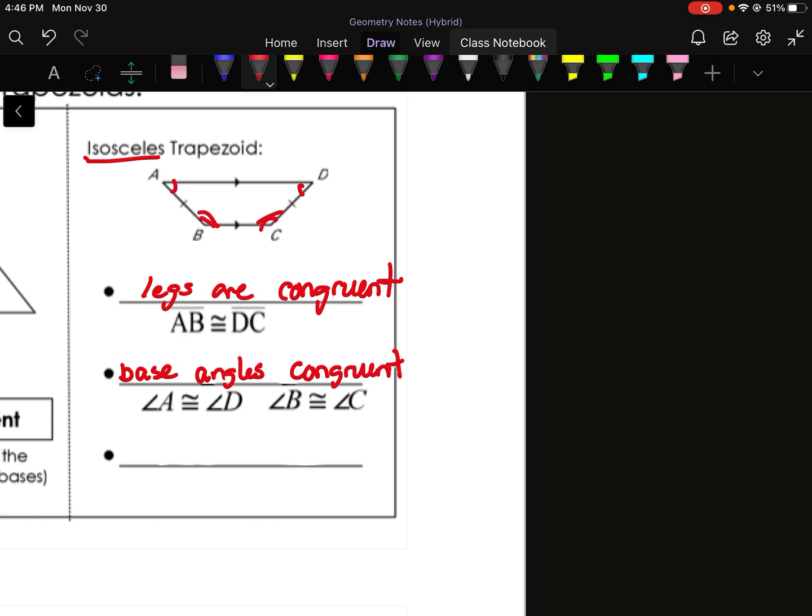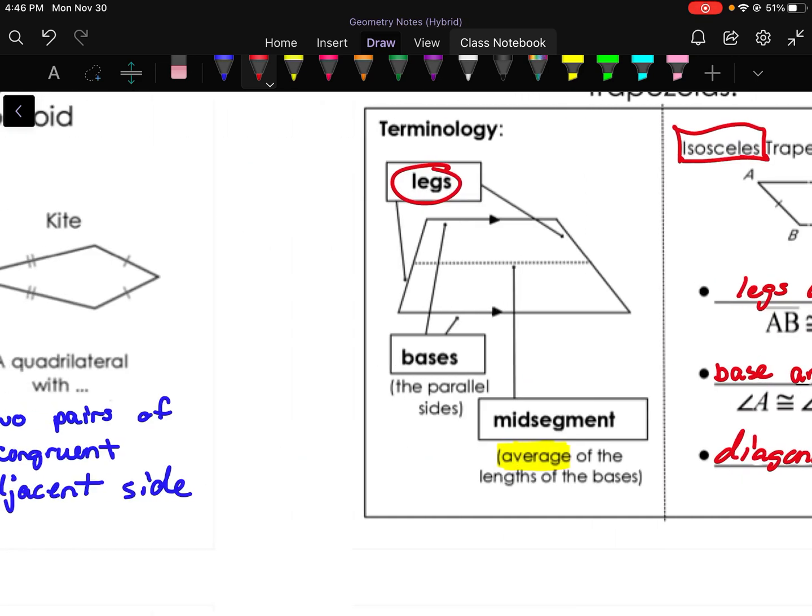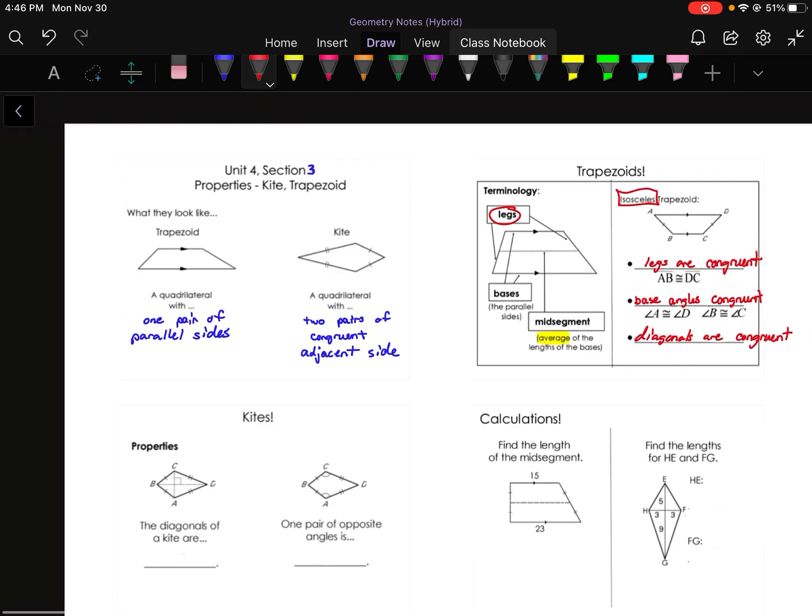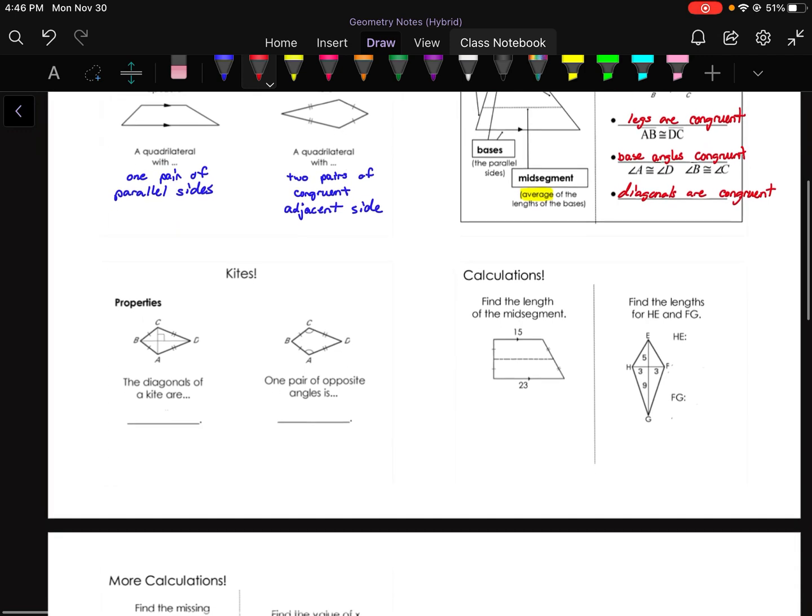So isosceles trapezoids are super nice to work with because there's a lot of congruent information that you can get. And then last but not least, the diagonals are congruent. Again, these are properties specifically for that isosceles trapezoid, starting with the legs being congruent. In general, I'll zoom out so you can kind of see where I'm at here.